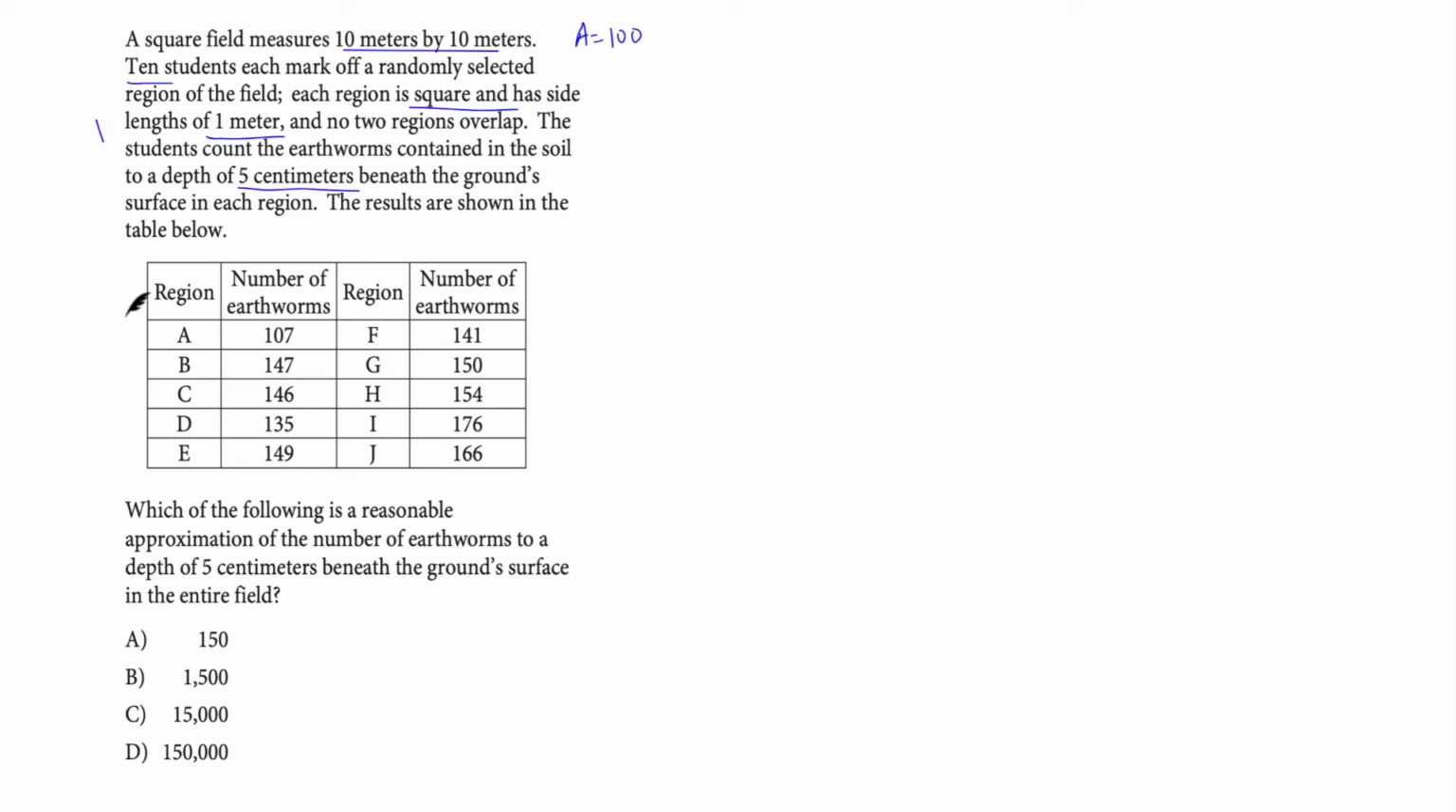Okay, there should be 10 regions. One, two, three. Yeah, these are 10 regions. Which of the following is a reasonable approximation of the number of earthworms to a depth of 5 centimeters beneath the ground surface in the entire field? Yes, this is a proportion question straight away. So now we know the area of the entire field is 100, but we are given 10 regions. And the area of each region is 1 into 1 square meter, that is 1.